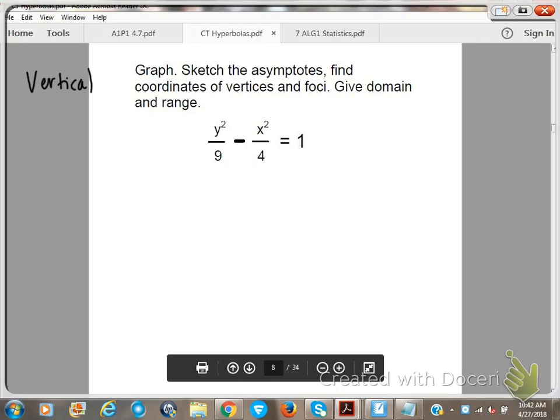Is our center still at the origin? Yes, it is. Okay. Vanessa, what's in the a squared spot? 9. Which means a is? 3. Good. Tim, what's in the b squared spot? 4. Which means b equals? 2. Okay. So then Ethan, what's c squared?